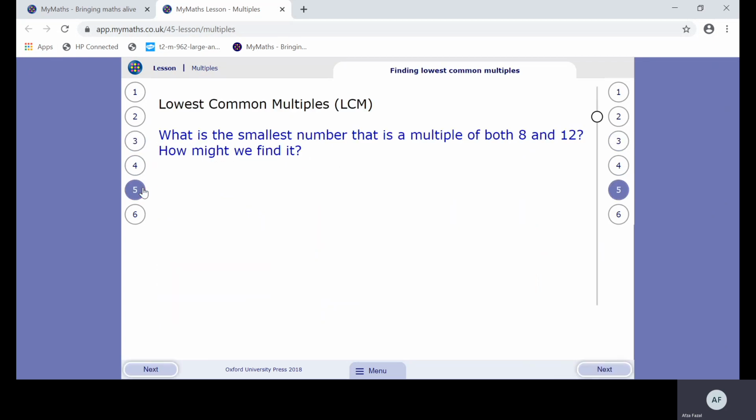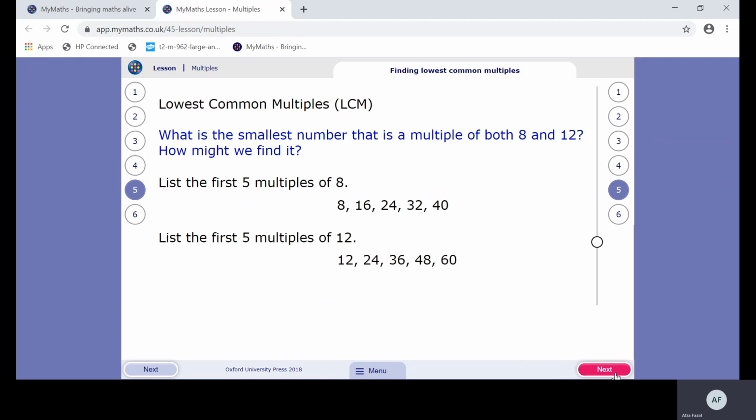Lowest common multiples. What is the smallest number that is a multiple of both 8 and 12? So you're looking at the answers in the 8 times tables or the 12 times tables, looking at the multiples which are the smallest. So there's the first 5 multiples in the 8 times tables, the first 5 in the 12 times tables. Which is the common multiple? Common means which one can you see in both. So we've got 24 there and 24 there. So the lowest common multiple is 24.